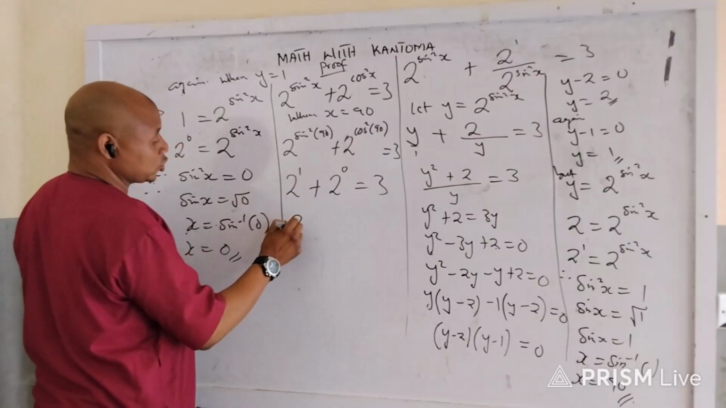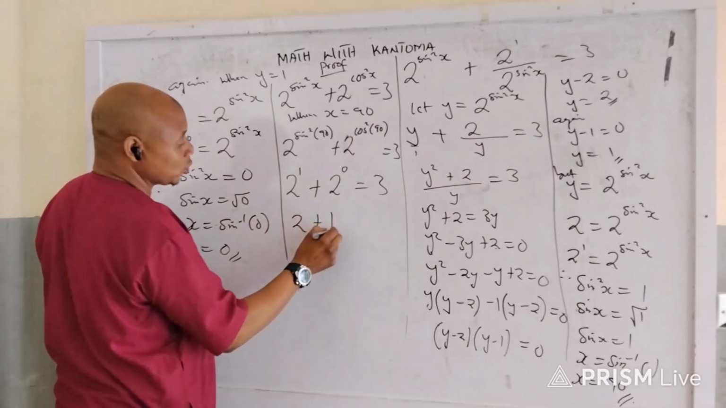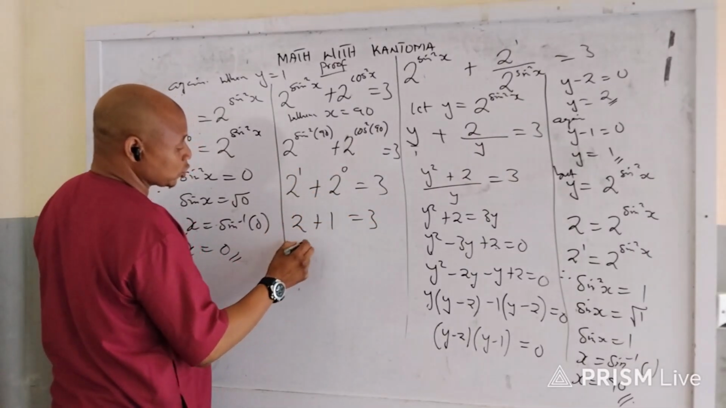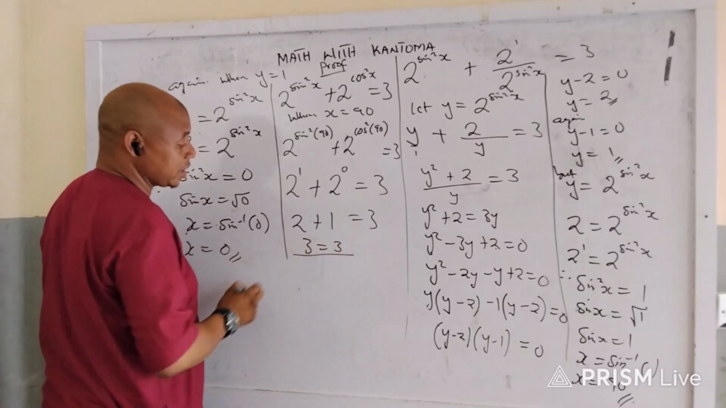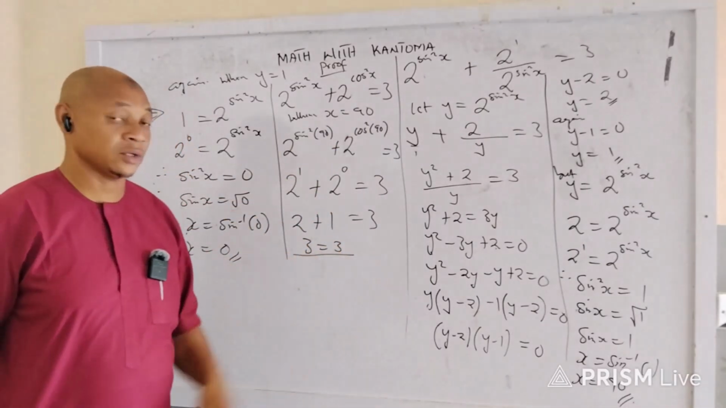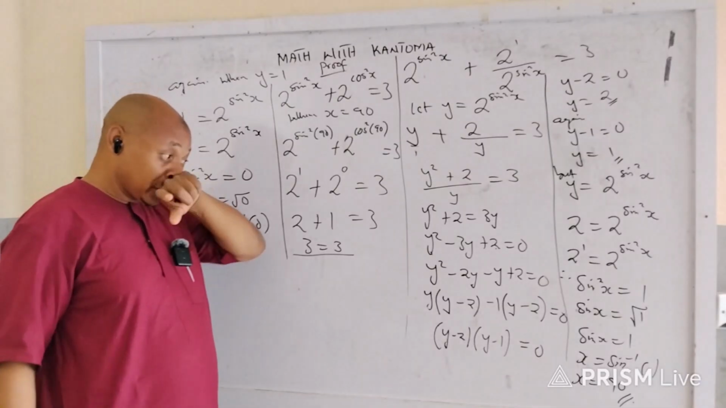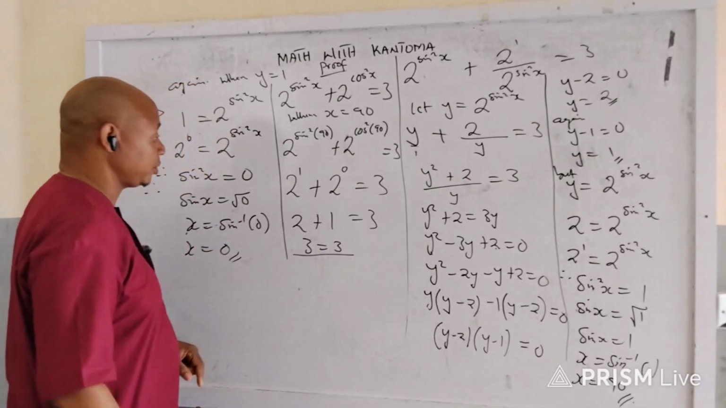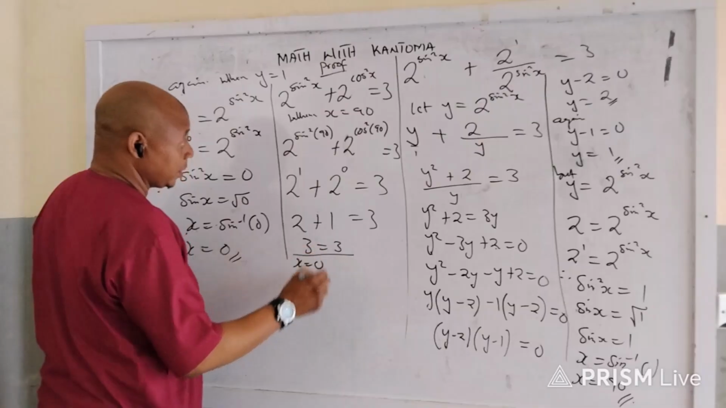2 raised to the power of 1 is 2. 2 raised to the power of 0 is 1. So 2 plus 1 is 3, and 3 is equal to 3. Therefore the value of 90 is correct because the right hand side is equal to the left hand side. Again, to prove for x to be 0, let us also prove the equation.